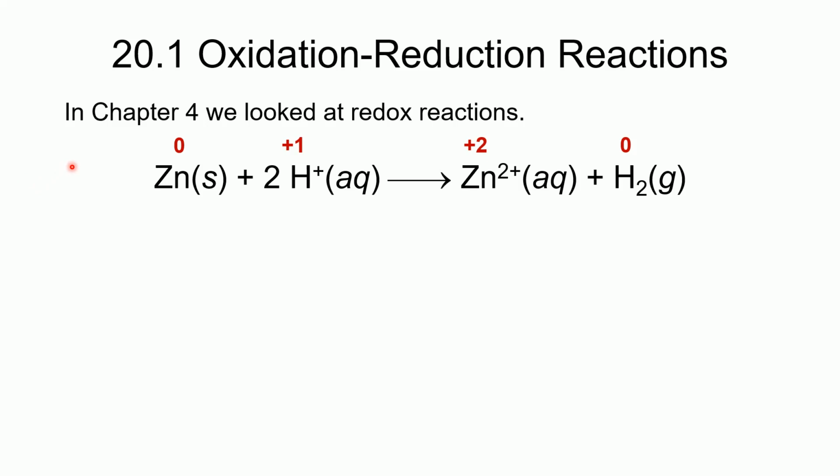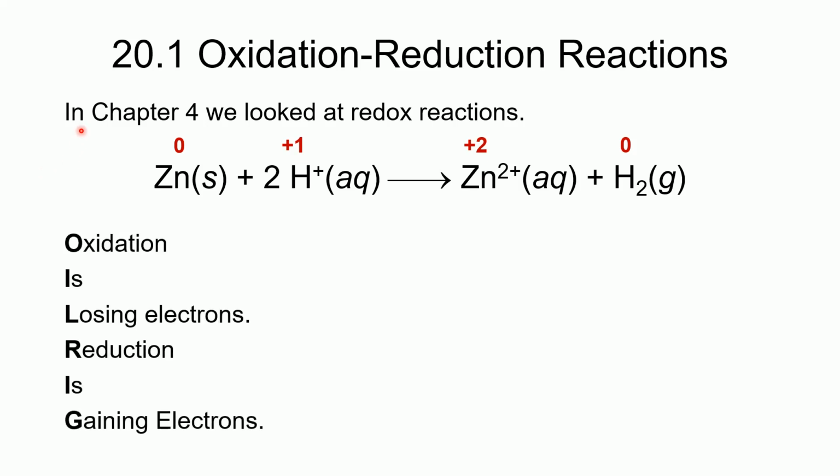Now, there's a mnemonic that I like to use for oxidation-reduction reactions, and that mnemonic is OIL RIG. In OIL RIG, oxidation is losing electrons, and reduction is gaining electrons. So here we can see that zinc went from 0 to +2. That means it lost 2 electrons, so zinc got oxidized. Hydrogen went from +1 to 0. It gained an electron, so therefore hydrogen got reduced.